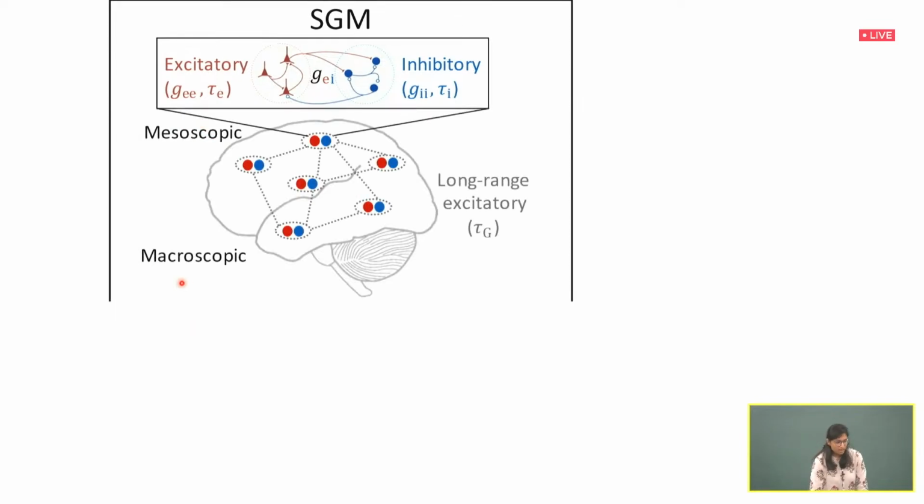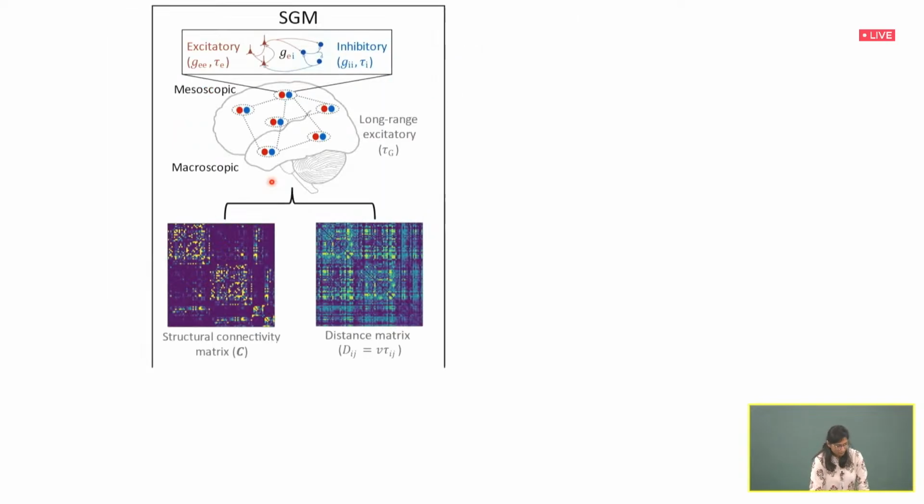And then there is a macroscopic scale. At the macroscopic scale, we model the long range neuronal connections. These are really long neurons, and these are the ones that really connect different regions. And these are primarily excitatory neurons. So this is the entire structure of the model, and the structural information is taken into account at the macroscopic level because we know the extent to which they are connected and the distance between them.